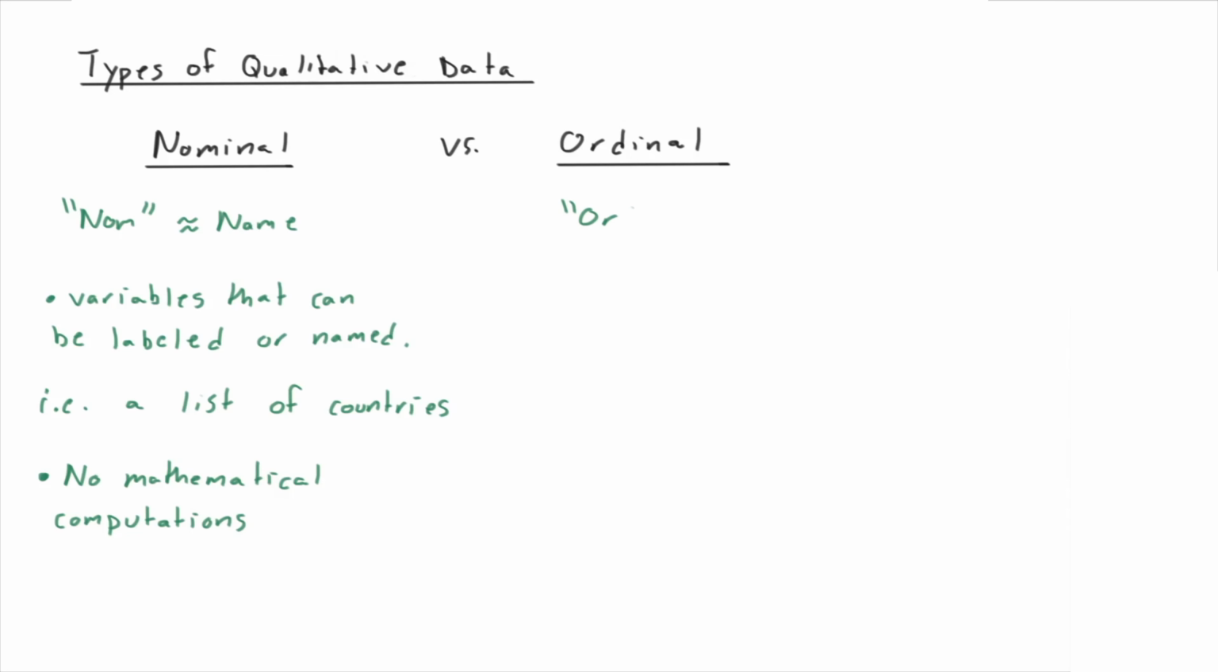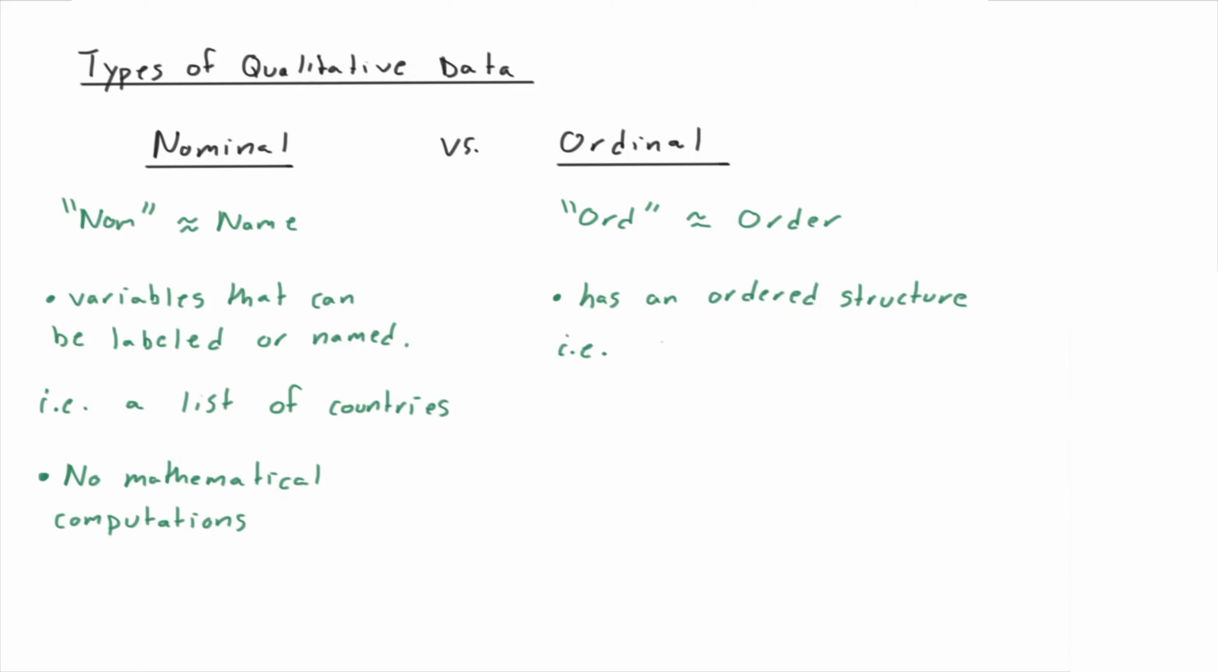On the other hand, ordinal data, just like the root ord from order, is any qualitative data that has some kind of additional ordered structure. Have you ever taken a survey that asks you questions on a scale of like extremely dissatisfied to extremely satisfied? That would be an example of ordinal data because there is some clear ordering, right? Where extremely satisfied is the highest, and then satisfied, and then neutral, and then dissatisfied, and then extremely dissatisfied. And it ranks in order like that. That ranking, that ordering, that's what makes a qualitative variable ordinal.